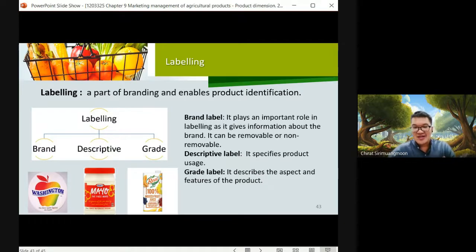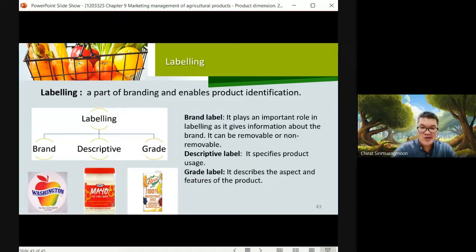Descriptive label. The descriptive label is the label that provides you some information. Like in this case, it is fat-free mayo or fresh fat-free mayonnaise. So it lets the consumer know, okay, this is fat-free. And the last one, the grade label. Remember, this one is very easy. They claim something like 100% organic, 100% milk, like this. This is a grade.